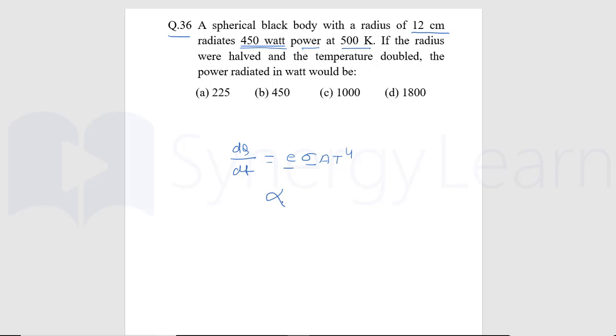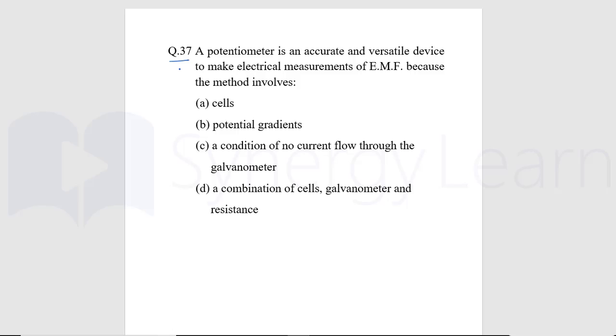Now, power is proportional to area, which depends on radius square, and temperature power 4. So, as the radius is halved, so half square, and temperature doubled, that means 2 power 4. So, this will be equal to 2 square, which is equal to 4. So, the power will increase 4 times. So, 4 times of 450, which is 1800.